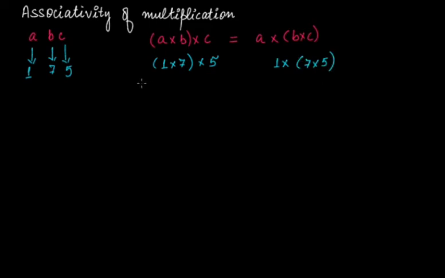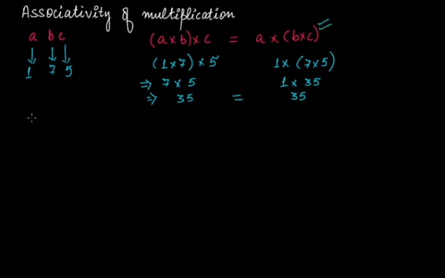So if you solve these, then this will be 1 times 7 times 5, and this will be 1 times 35. This will be 35 and this will be 35. So these two are equal. So it satisfies this condition.